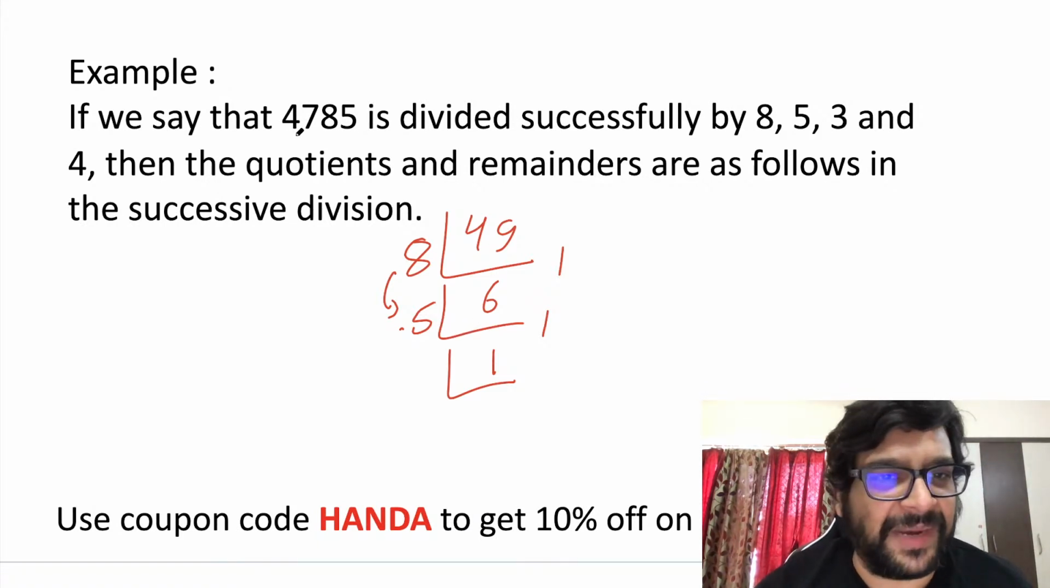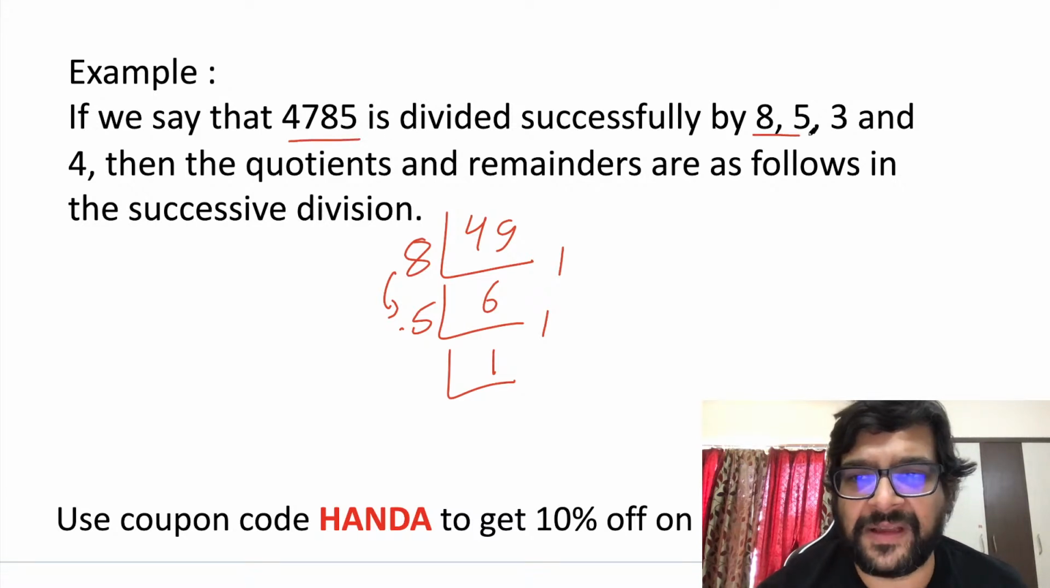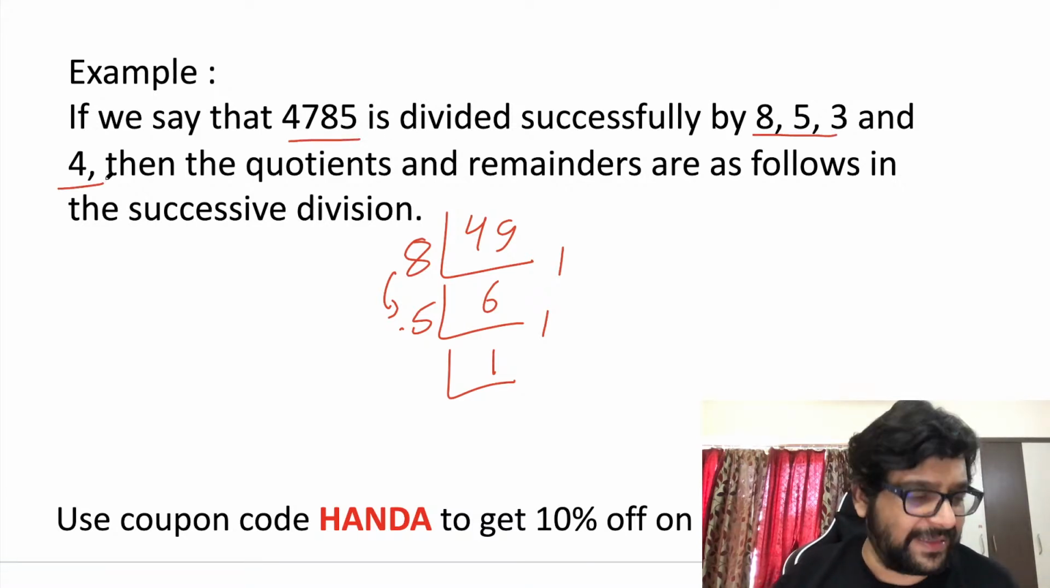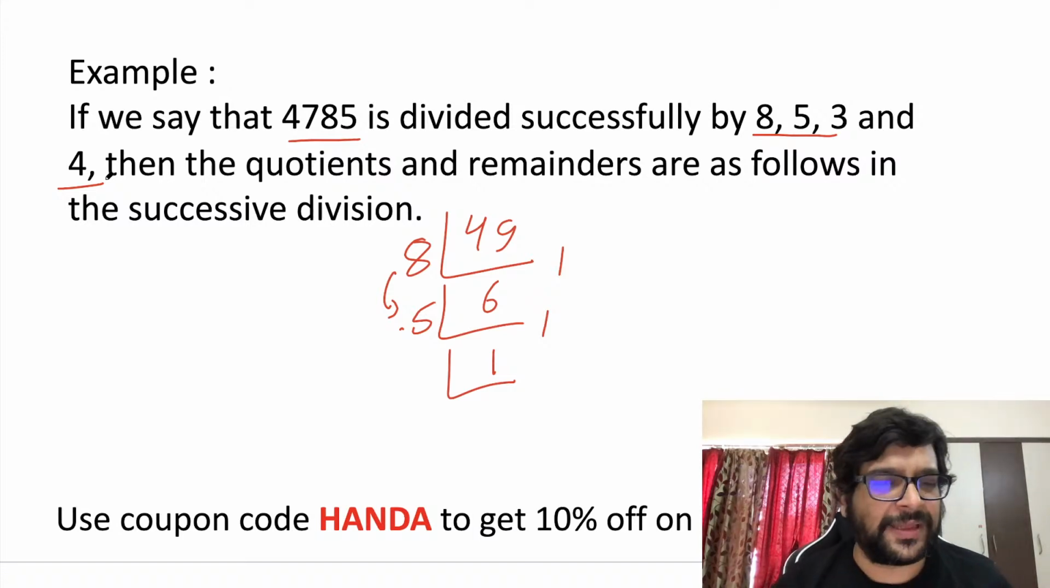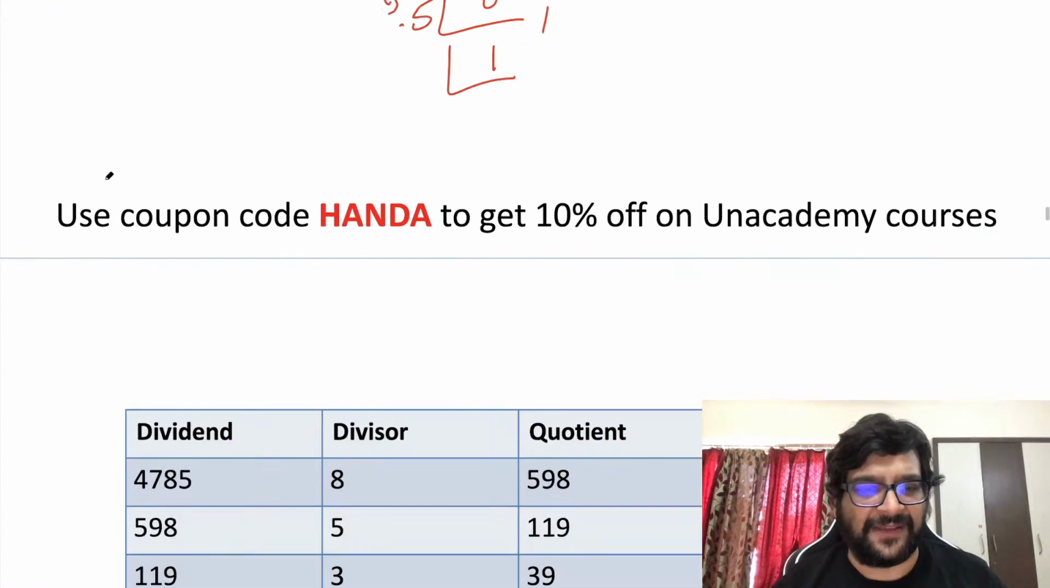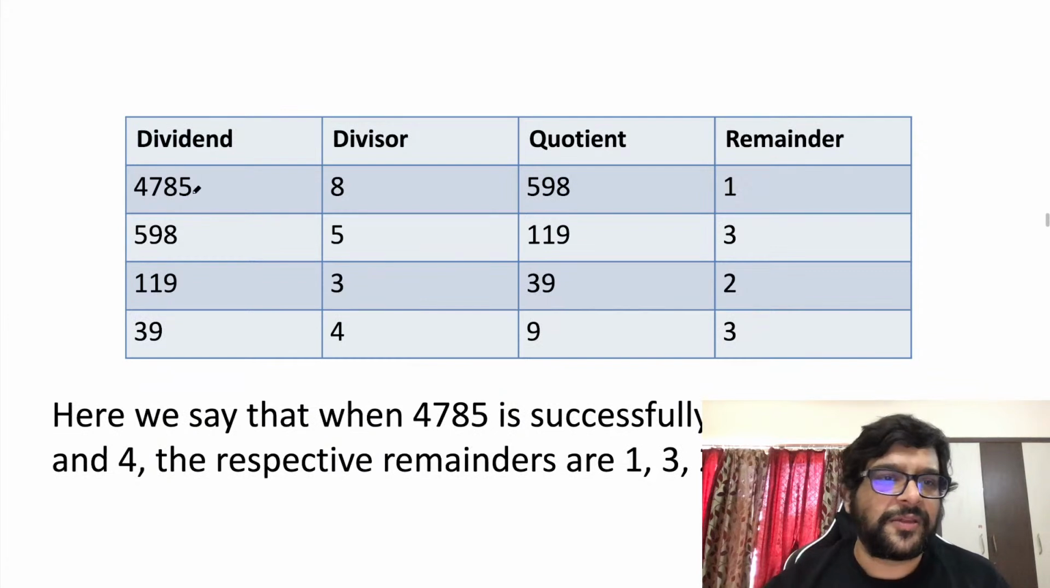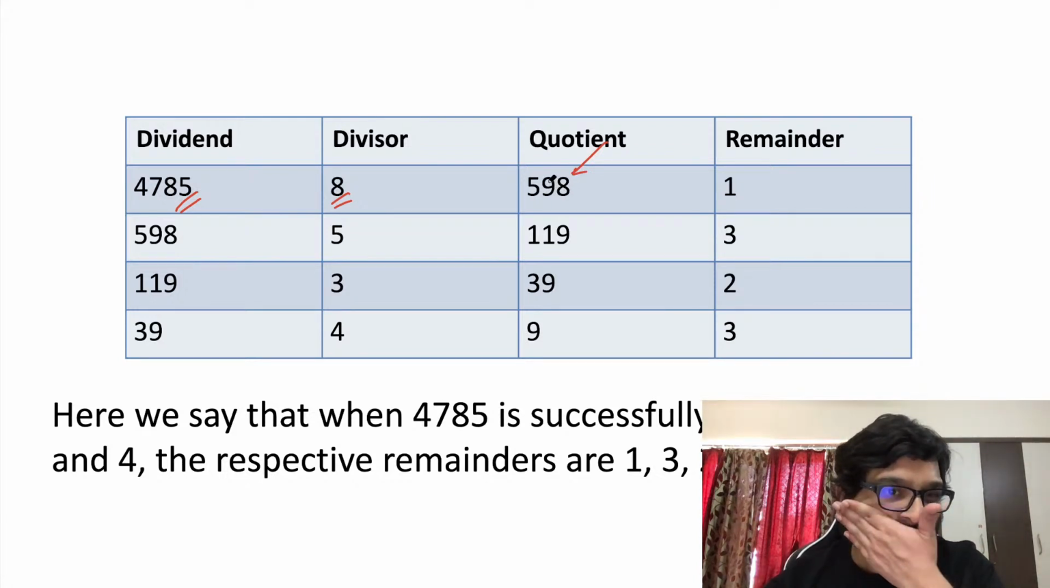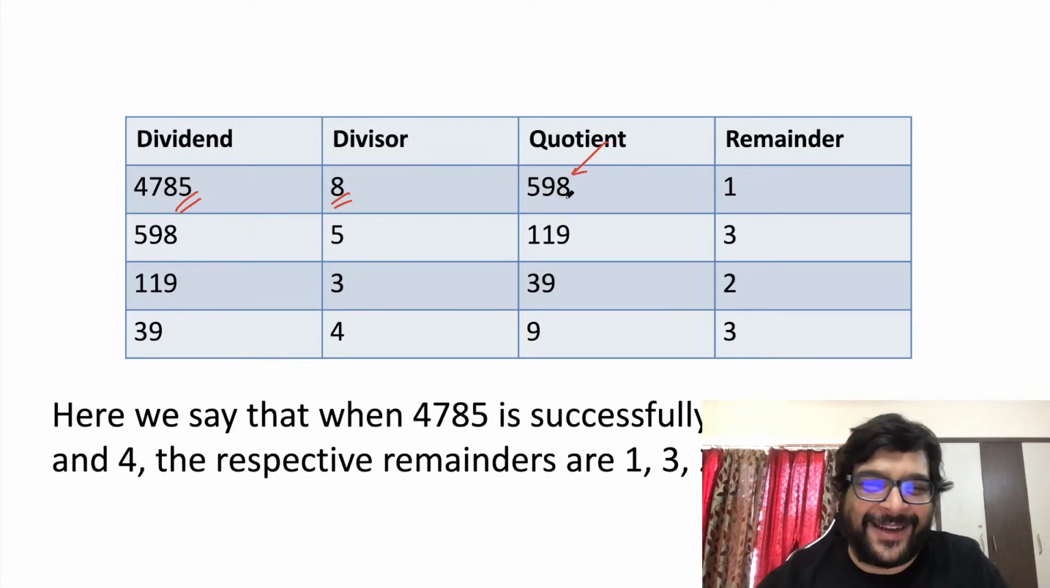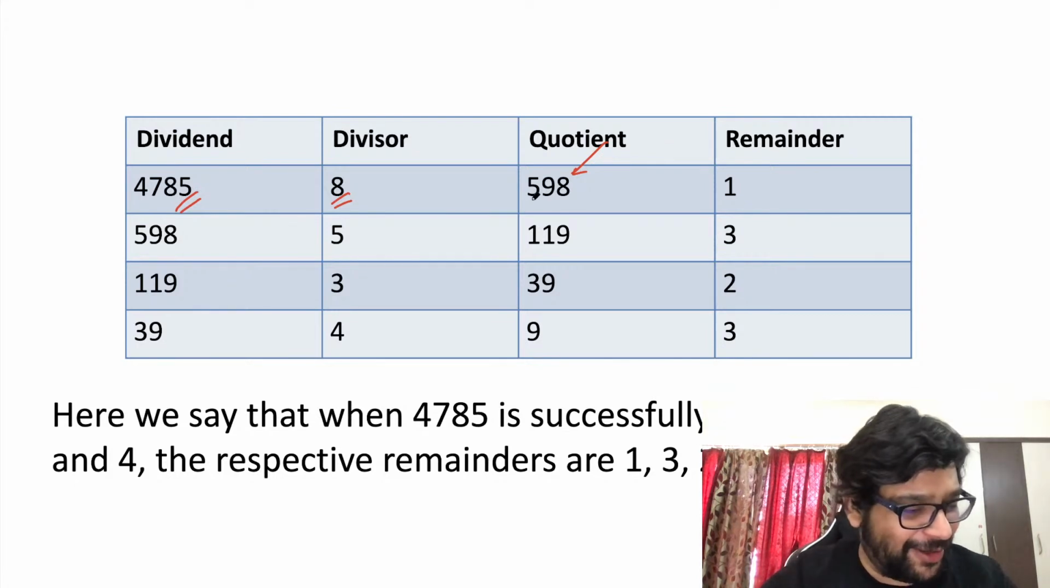Let's take a bigger and a better example. 4785 is divided by 8, 5, 3 and 4. So when you divide 4785 by 8, it is divisible 598 times. Must be right if I have calculated this and written it over here. You guys can cross check.